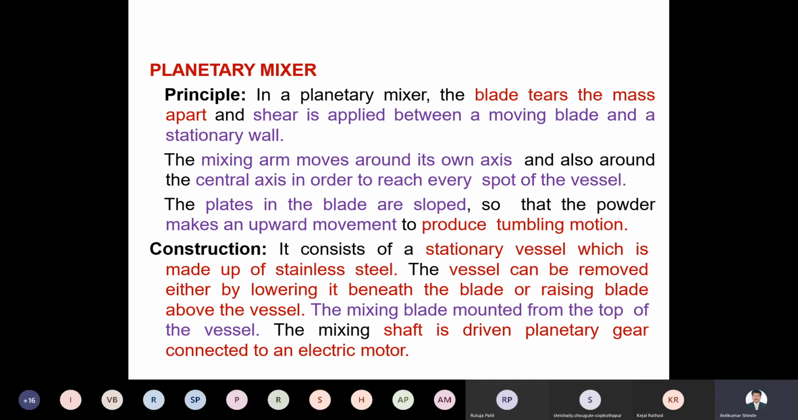With the shearing. Then the construction of the planetary mixer consists of a stationary vessel which is made of stainless steel. The vessel can be removed either by lowering its bowl or the blades, or raising them above the vessel. So you'll see in a figure actually. Then the mixing blade is mounted at the top of the vessel. Then the mixing shaft is driven planetary.